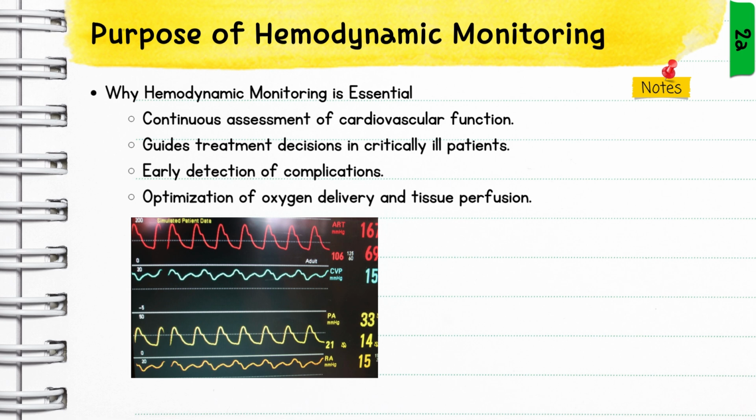We use different gadgets to measure these: how fast your heart is beating, how much pressure your blood has as it moves through the body, and if there's enough blood flowing to keep your body healthy.